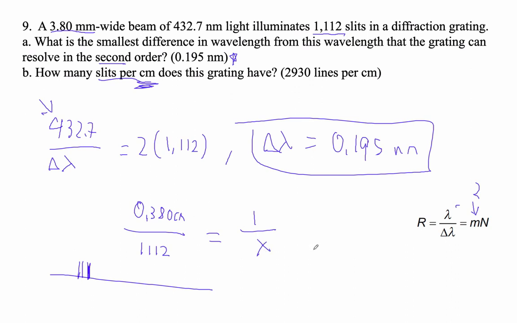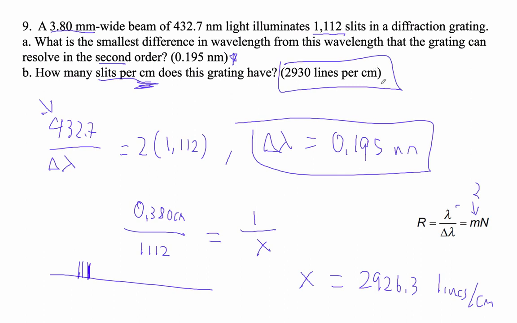I'll show you another way to do this, by the way, but let's go with this, because this is pretty cool. I like proportions. So I'm going to go this times this divided by this, and I'll get that. So 1112 times 1 divided by 0.38 is equal to x, which is 2926.3 lines per centimeter. Or 2930 lines per centimeter if you have 3 sig figs. Now I know you didn't like that, because it's a proportion, but I love proportions.